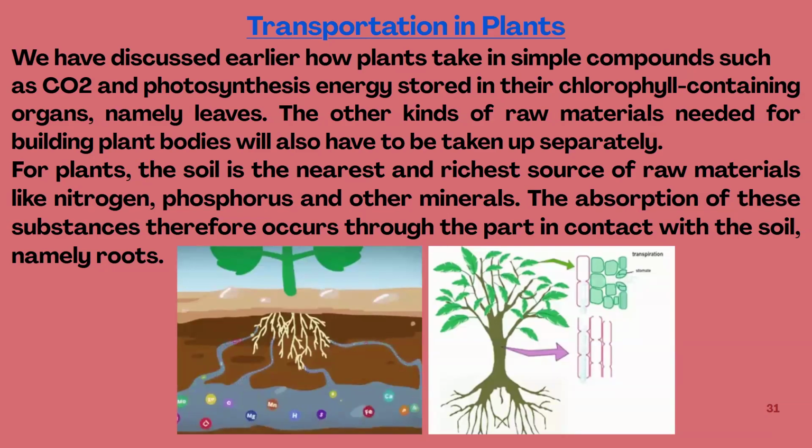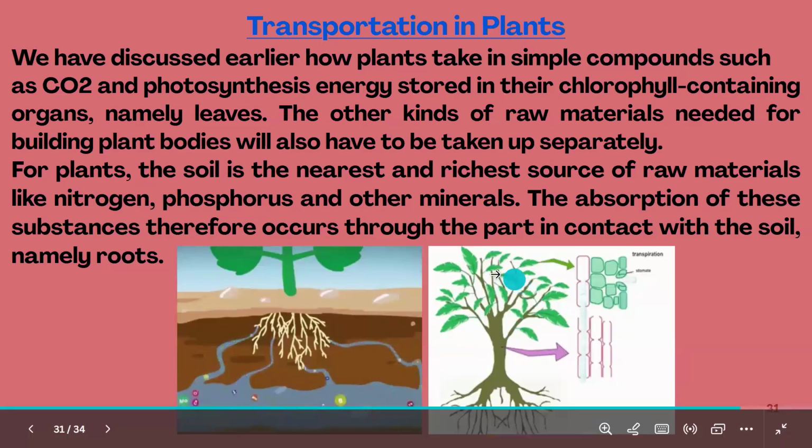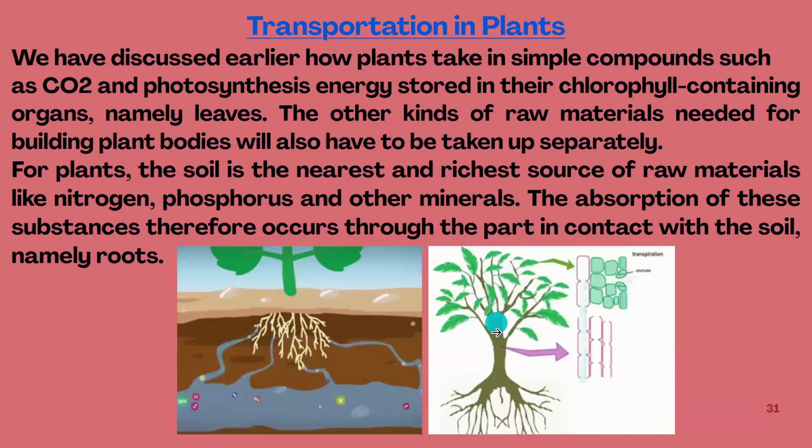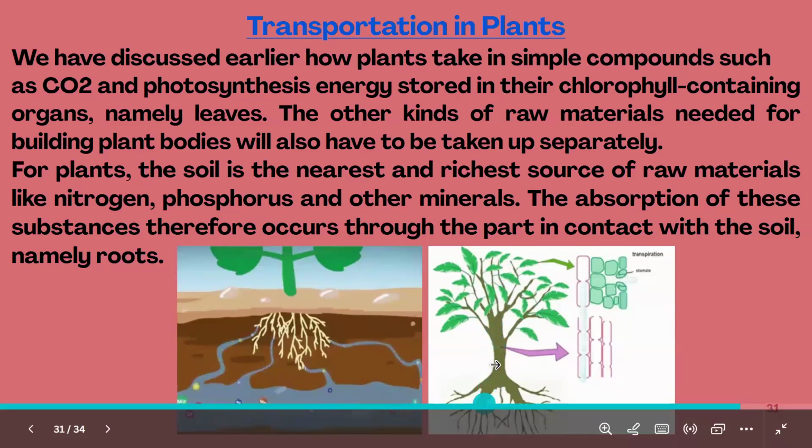As we discussed earlier, the plants take simple compounds such as carbon dioxide from the stomata, which helps in photosynthesis, and by using that carbon dioxide, the plant prepares food. Just imagine that the food is prepared inside the leaf, but the lower body of the plant also needs the food.